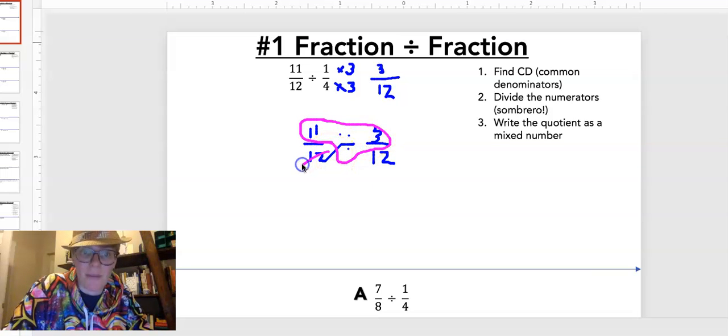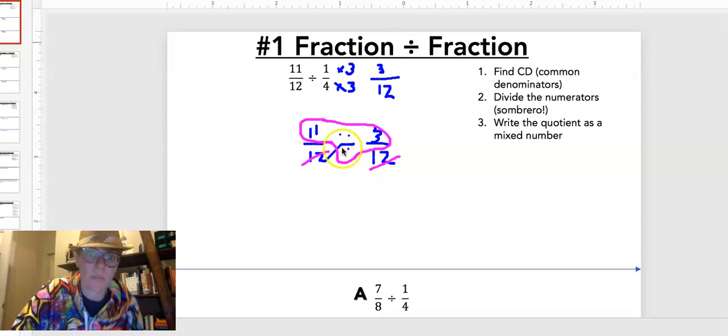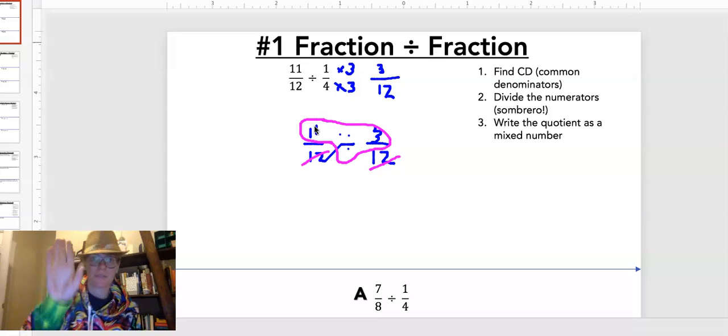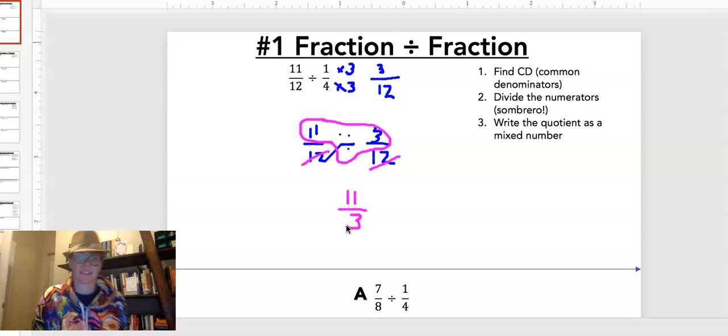Now, I'm going to cross off my 12s. I don't need my 12s anymore because now we have the same size piece. We practiced this last week. When we have our numerator and this other numerator, the first number is the first number on top. So this is 11 divided by 3. That's what that's basically saying.